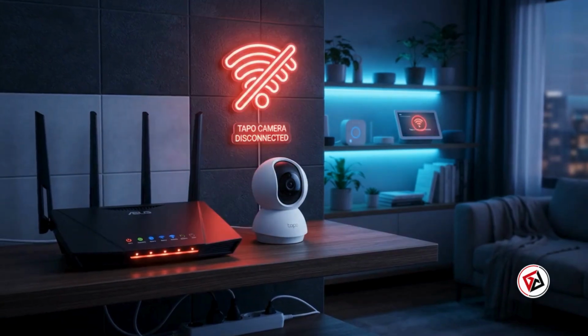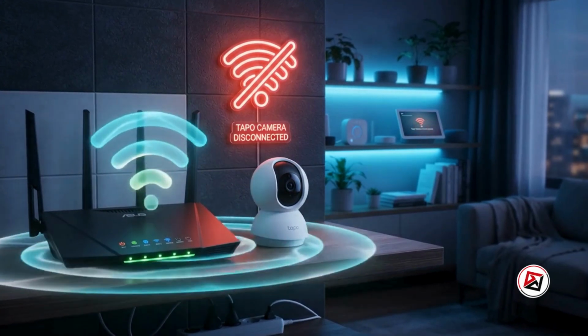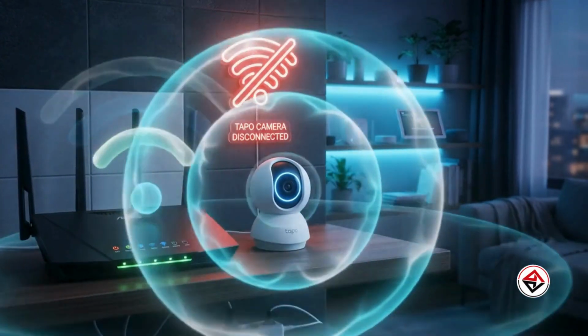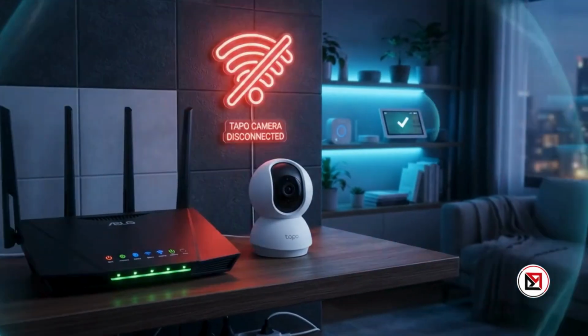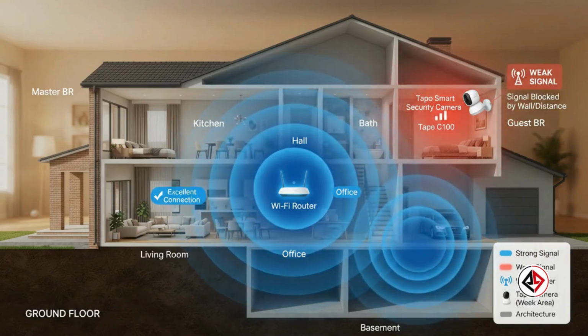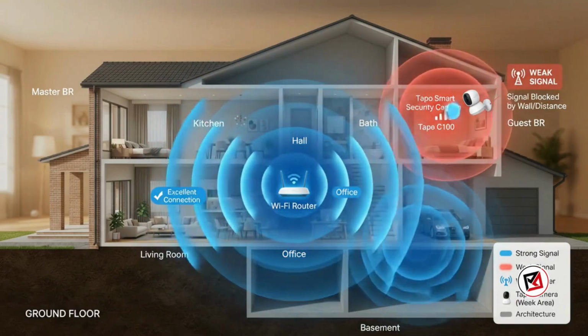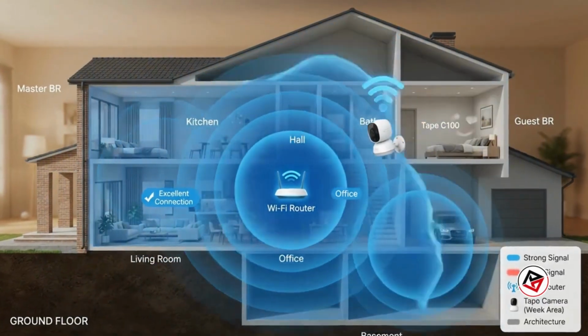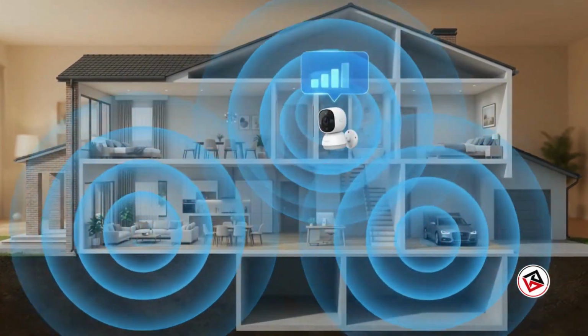The most common reason your Tapo Camera goes offline is an unstable internet connection. Make sure your Wi-Fi is working and restart your router if needed. If your camera is too far from the router, it may lose connection. Move the camera closer or use a Wi-Fi extender or mesh system for better coverage.